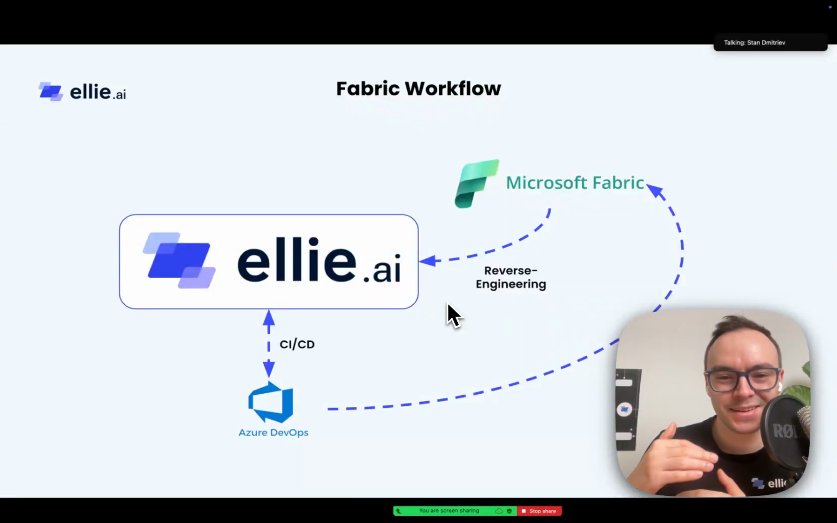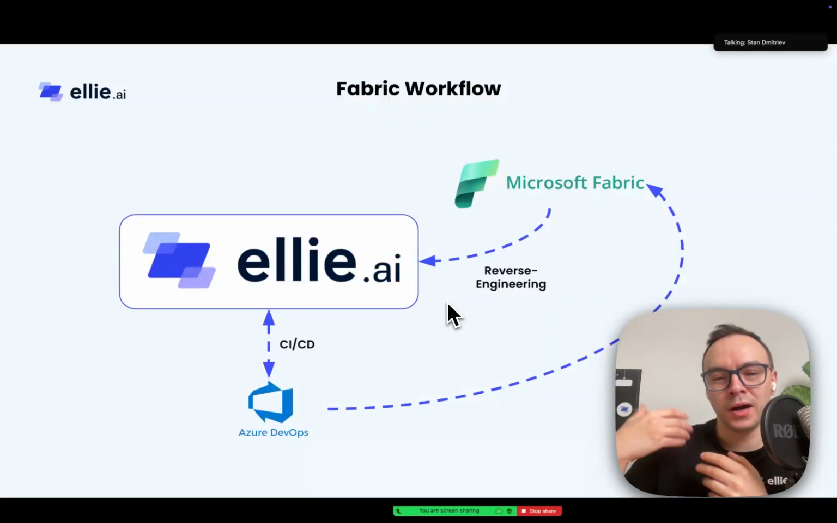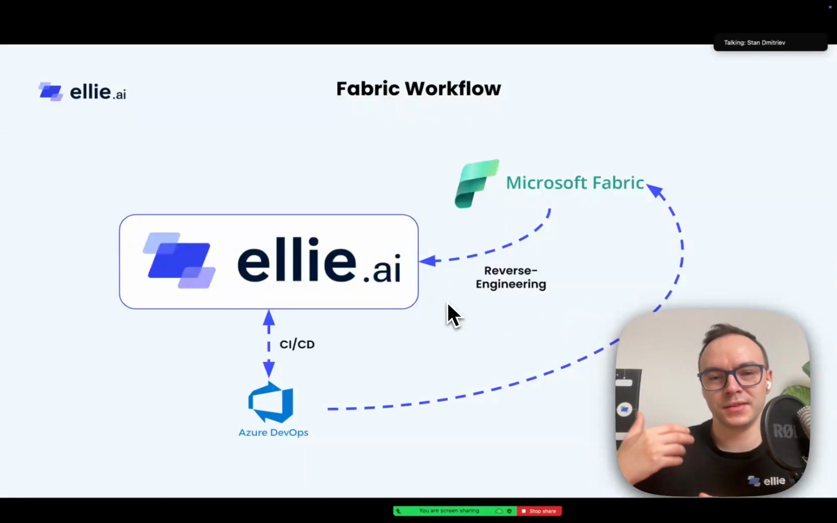The other thing, which I won't show today, is something we're building: an integration with Azure DevOps. So the idea is that whenever you design something in Ellie or alter something in your Ellie design, you could send it to Azure DevOps, and then somebody could check from the code side and then create or make changes within your Microsoft Fabric.